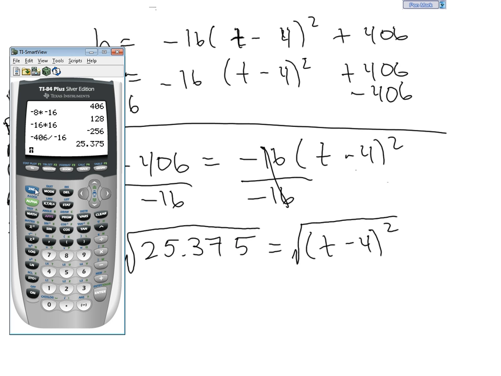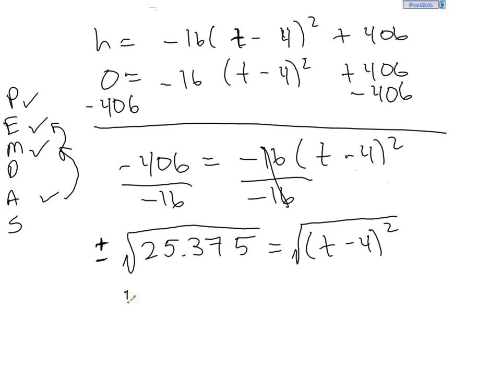So I'm going to test this. Square root of 25.375, and that gives me 5.04 will do. Plus or minus 5.04 equals, well, the square and the square root are opposite actions, so I've got t minus 4 left. Well, this might be questionable.